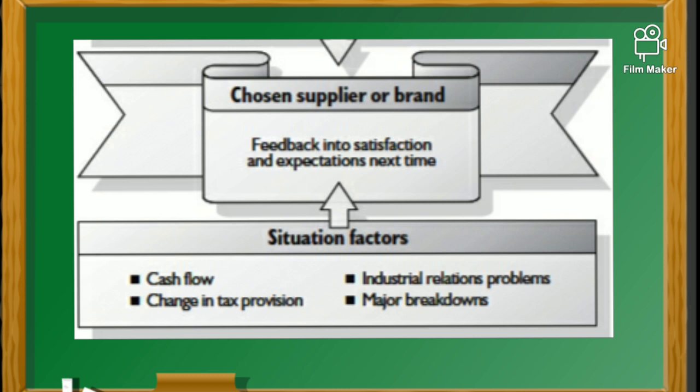And these are the two models which are very important from the point of view of your examinations, that is the Webster and Wind model, and also the Sheth model, which explain your organization buying behavior.